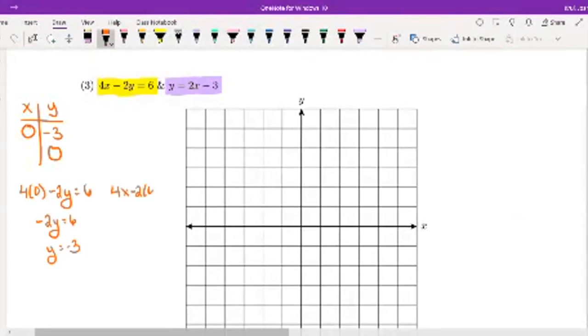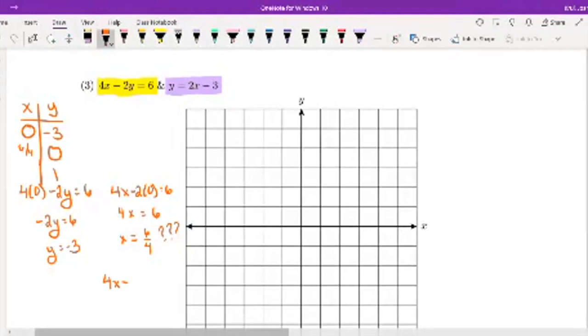4x minus 2 times 0 is 6. 4x equals 6. X is 6 over 4, which is a little bit weird. So maybe we don't want to plot that point. Maybe we can try a different one. So instead of using 0, maybe we will use 1 for y.